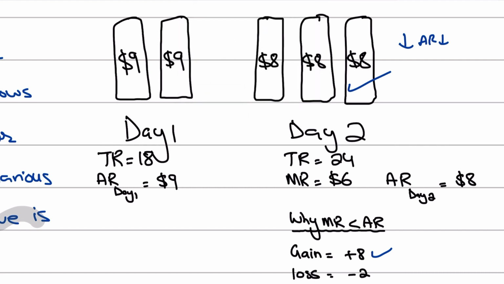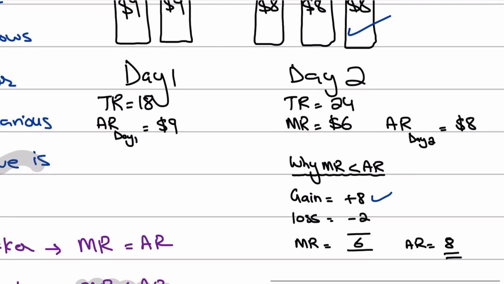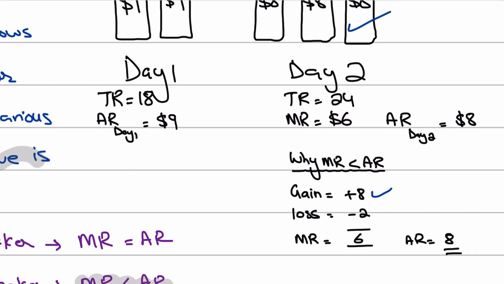In fact, you did sell them at a higher price the previous day, right? So obviously that would result in each chocolate that you're selling on the next day being sold at a lower price. So the loss of additional revenue is 2. Although you're gaining 8, you're losing 2 as well, right? So that makes the value of your marginal revenue 6, which is less than your average revenue, right?